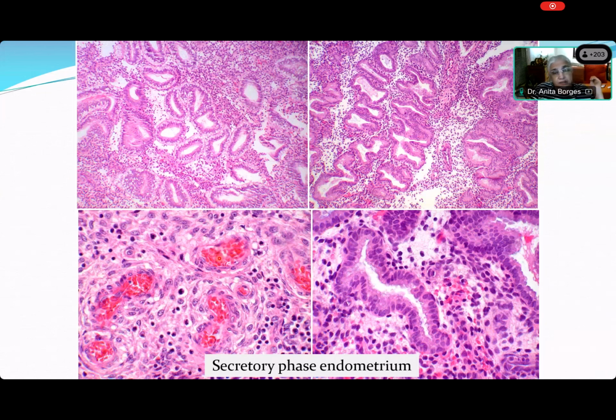What is this structure, Mulyan, that you're seeing in the bottom left-hand? Blood vessels. What did you say, Mulyan? Blood vessels? Yeah, I think I can say that they are blood vessels because I can see red blood cells. What kind of blood vessels are there? Spiral arterioles.